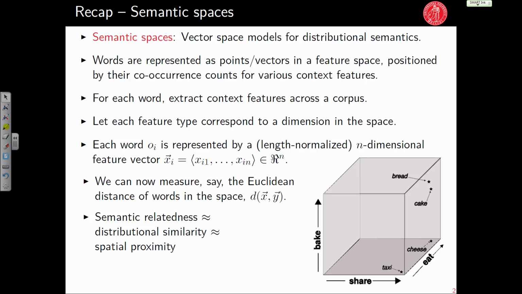And then you move to cheese and you see that it still has a high value on share, because you can still share cheese, and you can eat it, so it has a higher value on the eat feature dimension, but less on bake, almost 0 also. And then finally you have cake and bread, which you can share, eat, and bake. So that's basically a simplification and a visualization of how you can represent these four words based on their context.